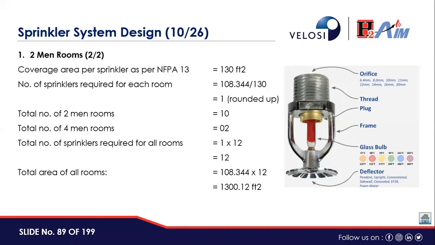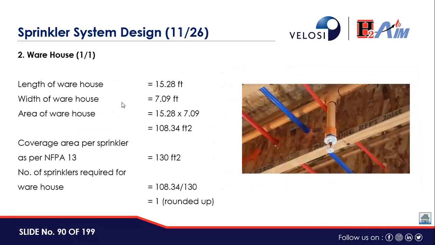So in that facility, there were total number of 2-man rooms were 10 and 4-man rooms were 2. So total number of rooms were 12, and total number of sprinklers required for all the rooms we can calculate by multiplying 1 by 12. So we are having the value of 1300 feet square. Total area of the room is this.